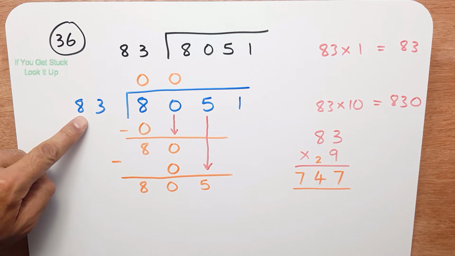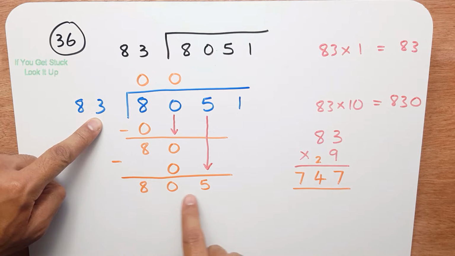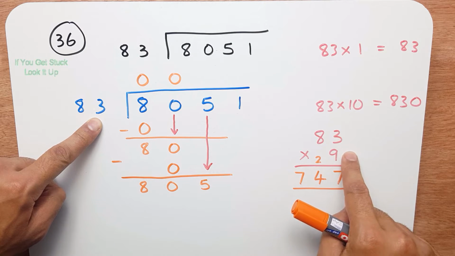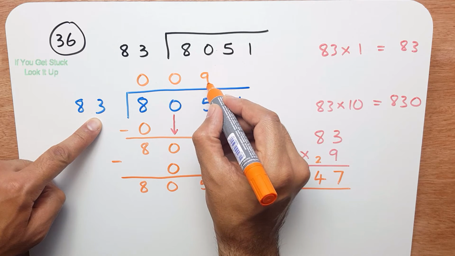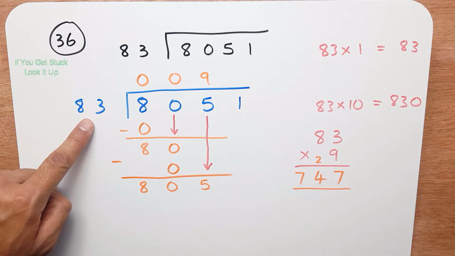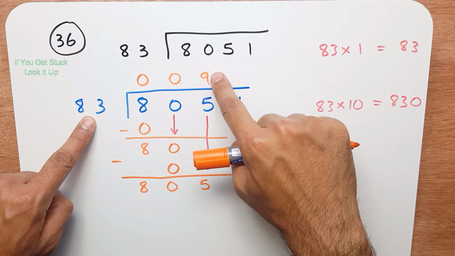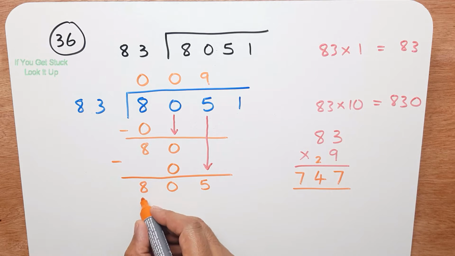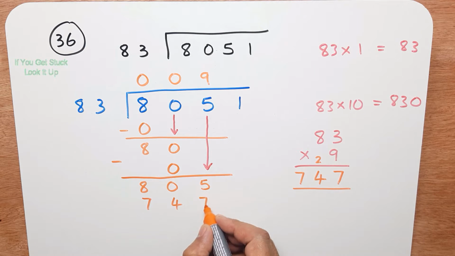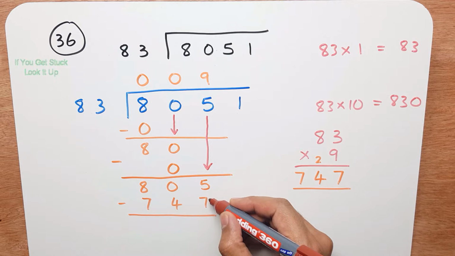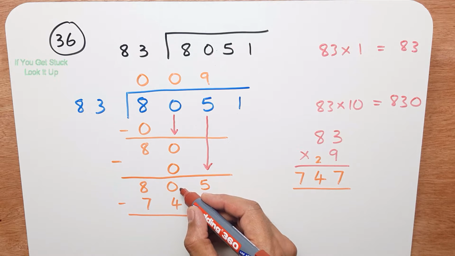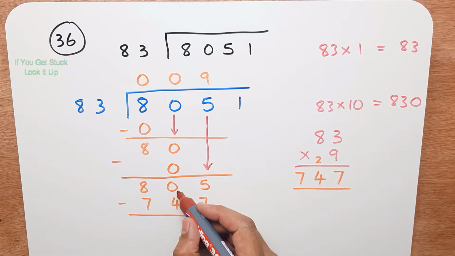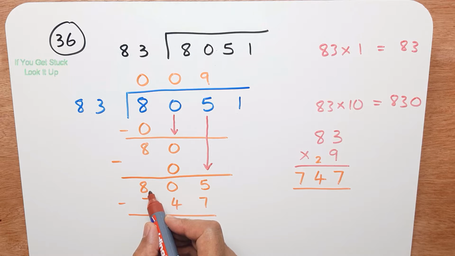So the question was, how many 83s are there in 805? The answer's 9. So I'm going to put 9 here. Now, careful with this next part. 83 times 9 is 747. So now I'm going to subtract these two. 5 take away 7 I can't do, so I have to go to the neighbour and borrow 1, but I can't because that's 0. So this 0 has to go to its neighbour and borrow 1.